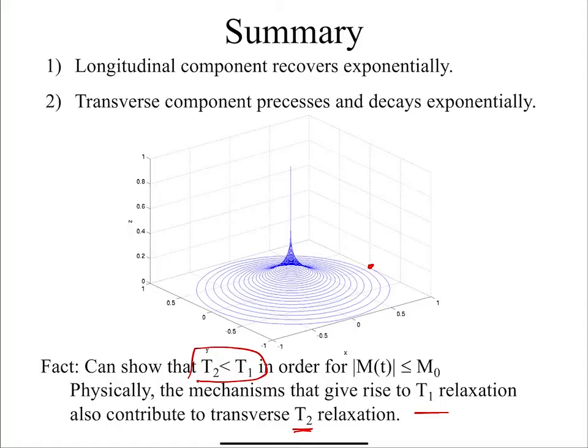so you're always going to find that T2 is less than T1. So if on a problem or a quiz, one of the options has T1 less than T2, you can just say that can't be true.